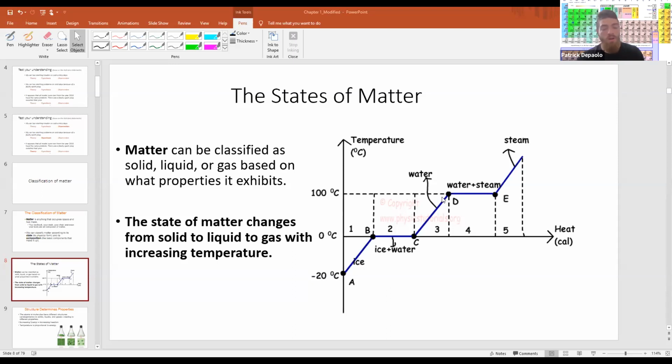Water, we know, is 0 and 100 Celsius. Other things might be different. Methanol is at 67 Celsius for boiling. But every substance has its own characteristic melting and boiling point.